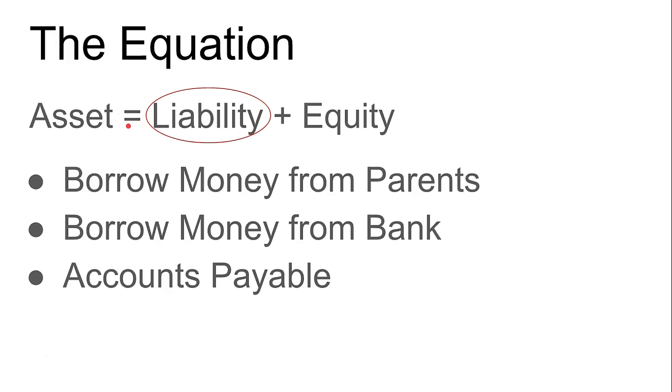So to deepen our understanding with regards to liability, I've written down 3 examples. Number one, if the company were to borrow money from your parents, what will happen is that the company has to increase their liability amount, and since the company gets money in return, the assets will also increase. Note that the accounting equation holds.